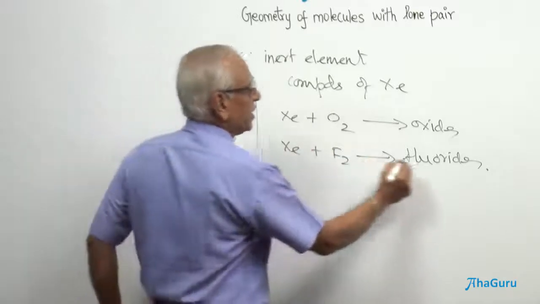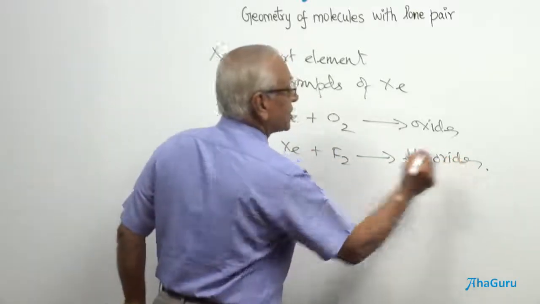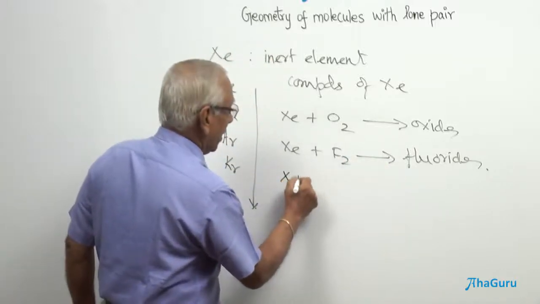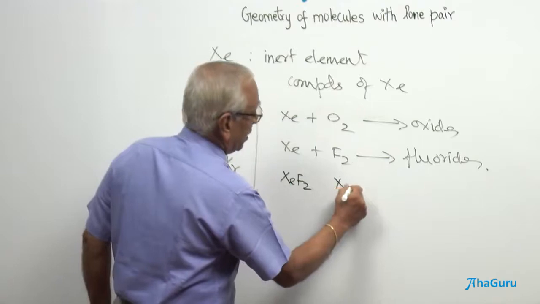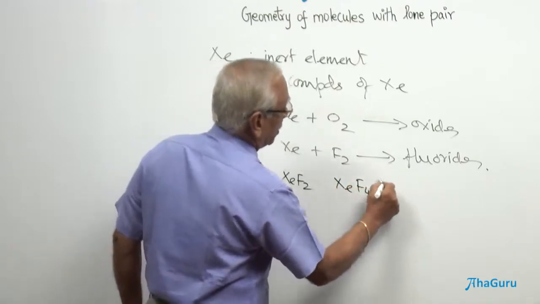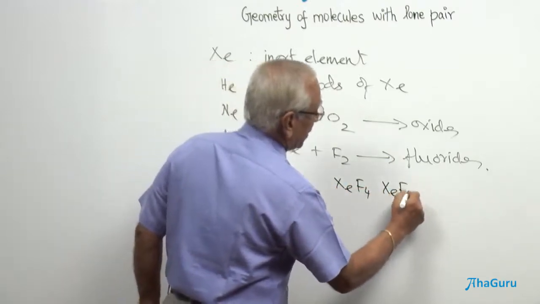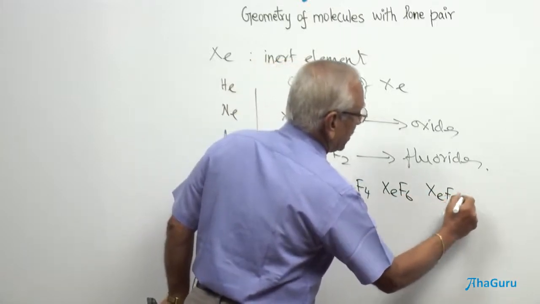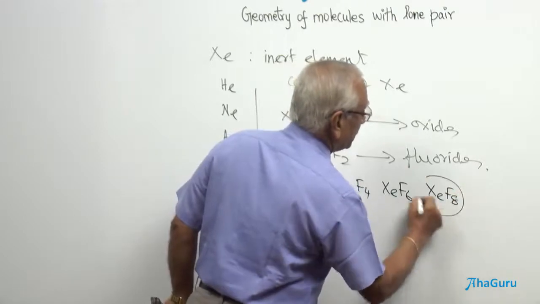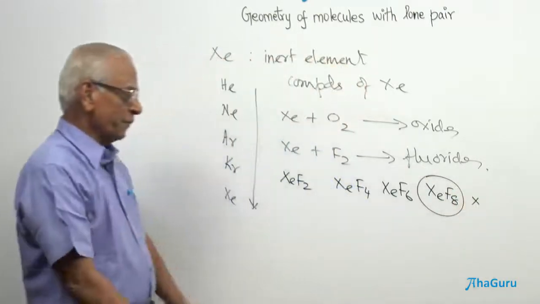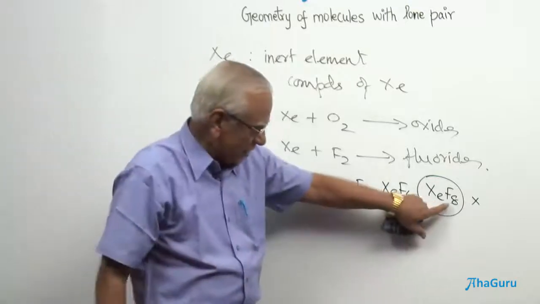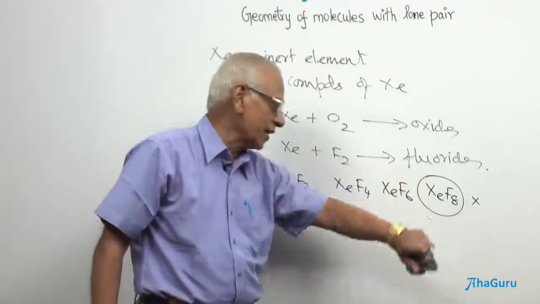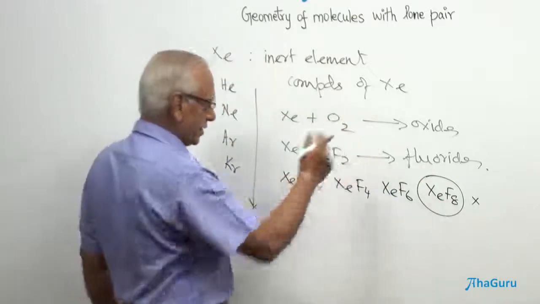Now we shall see a few examples of fluorides of xenon. The fluorides of xenon: we have XeF2, XeF4, XeF6, and theoretically one can write XeF8, but this does not exist. It does not exist because of steric factors. Xenon cannot accommodate 8 fluorine atoms; it is highly sterically hindered.